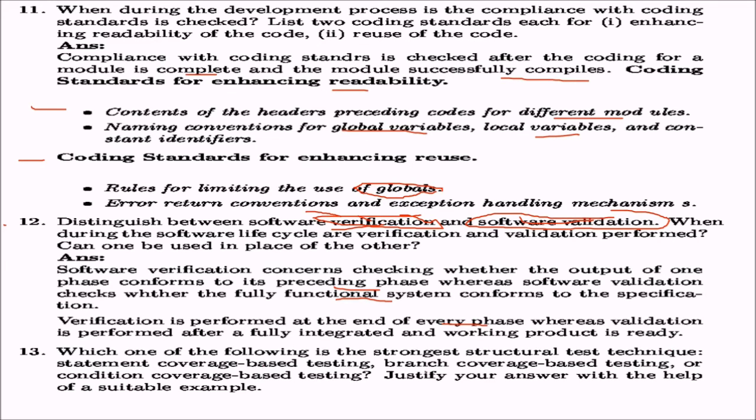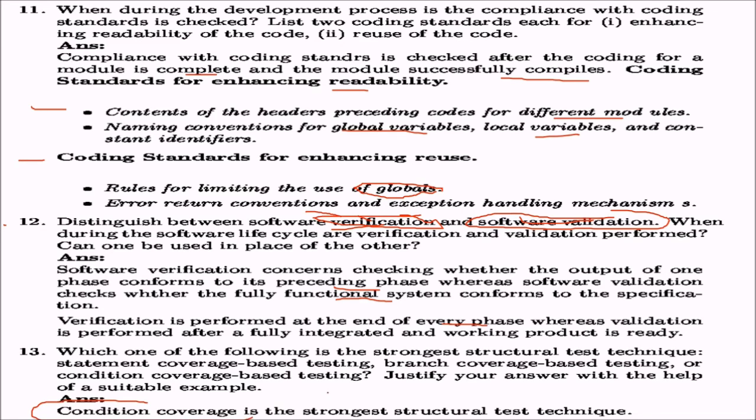Which one of the following is the strongest structure testing technique: statement coverage based testing, branch coverage testing, or condition coverage based testing? Justify your answer. The answer is that condition coverage is the strongest structure testing technique.